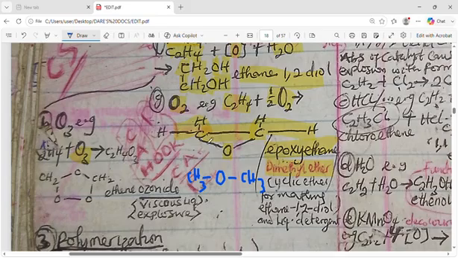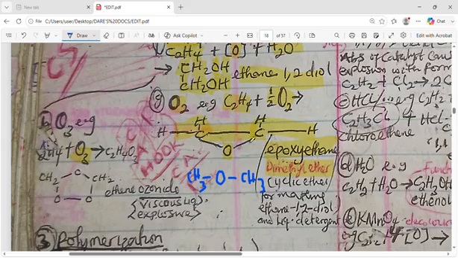So epoxyethane is actually cyclic. You can see it going around. So it's a cyclic compound, and we call it a cyclic ether. Why is it ether? Because of the functional group O. So this is cyclic ether, different from dimethyl ether. And this epoxyethane, which is a cyclic ether, we can use it for making ethane-1,2-diol.